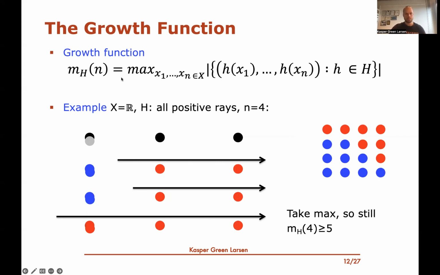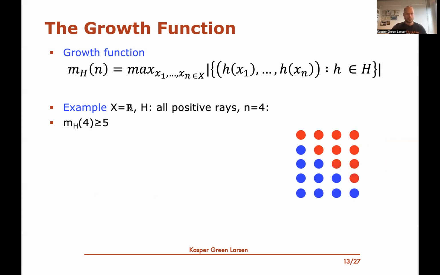But the important point is that the growth function here is taking the maximum over all sets of endpoints. So it doesn't really matter that we have this degenerate point set with points on top of each other, because the maximum is going to take something that's better. It could still take the one that we saw before with 4 distinct points. So because we're taking the maximum, the growth function is at least 5, even though there are point sets that have a smaller number of dichotomies we can generate. Okay.